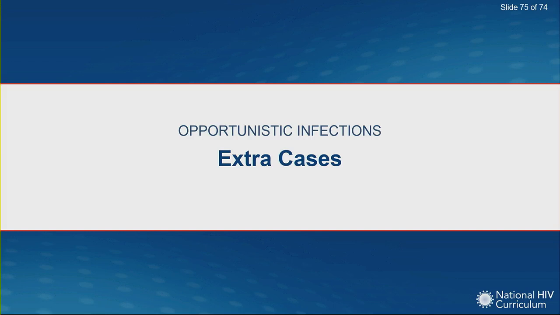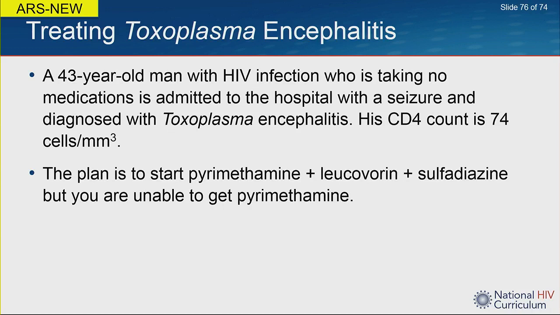Okay, in the last few minutes, I have a few extra cases just to wrap up. These are just little tidbits that didn't fit into categories, but I wanted to toss them out there. A 43-year-old man with HIV infection who's taking no medications is admitted to the hospital with a seizure and diagnosed with toxoencephalitis. His CD4 count is 74. The plan is to start pyrimethamine plus leucovorin plus sulfadiazine, but you were unable to get pyrimethamine.